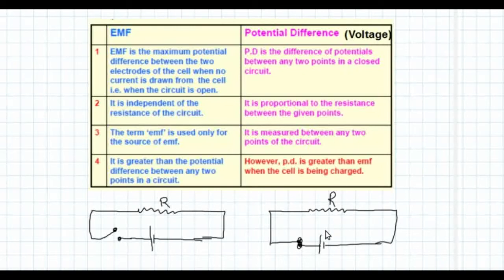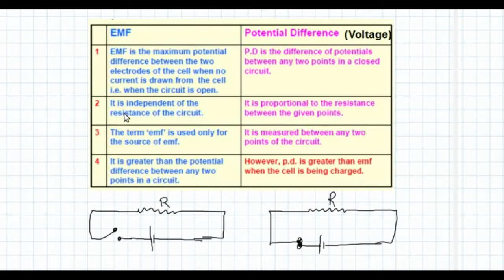That is the basic difference between the EMF and voltage. So EMF is the potential difference between the two electrodes when the circuit is open, and voltage is the potential difference between the two electrodes when the circuit is closed. Here there is no current flow through the circuit. Here there is a current flow through the circuit.